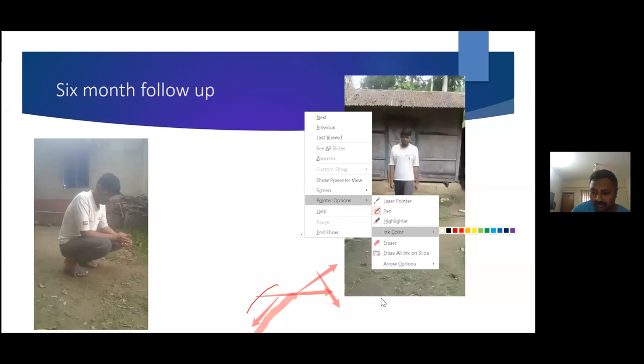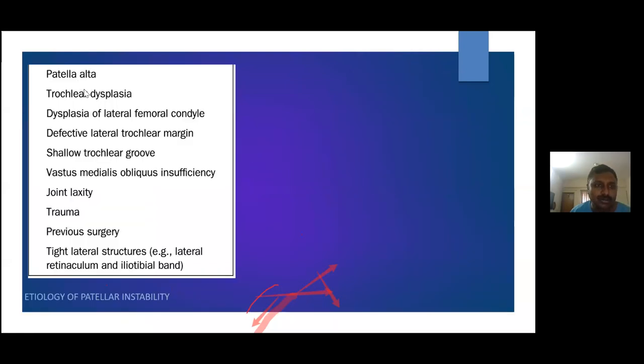Anterior knee pain, patellofemoral instability. The risk factors are patella alta, trochlear dysplasia, dysplasia of the lateral femoral condyle, defective lateral trochlear margin, shallow trochlear groove, vastus medialis obliquus insufficiency, and tight lateral structures, that is the lateral retinaculum and iliotibial band. You must not forget about previous surgery, and also about torsional problems like increased femoral anteversion and external tibial torsion.